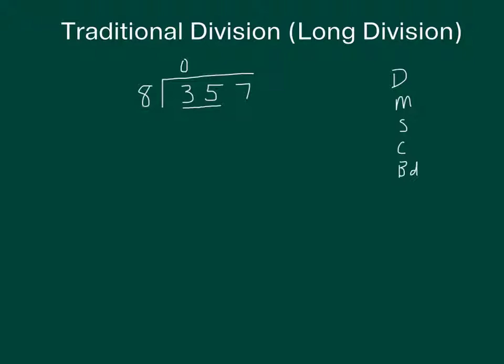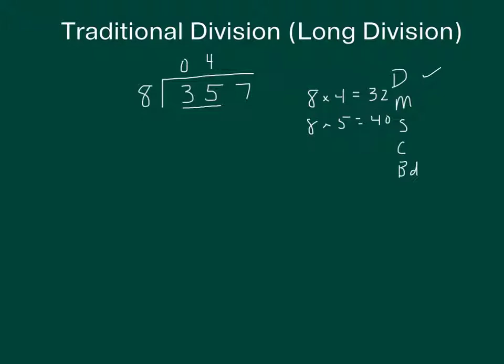So how many groups of 8 could I get from 35? Well, I know 8 times 4 is 32, and I know 8 times 5 is 40. So as I look at these, 32 is close to 35, but it's not too big. 40 is bigger than 35, so this problem won't work for this. So I'm going to stick with this one right here. So how many groups of 8 can I get from 35? Well, I can get 4 groups evenly, and I'm going to have a little bit left over.